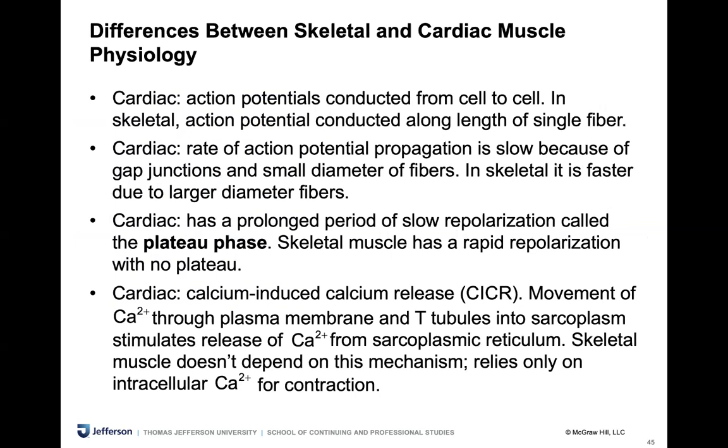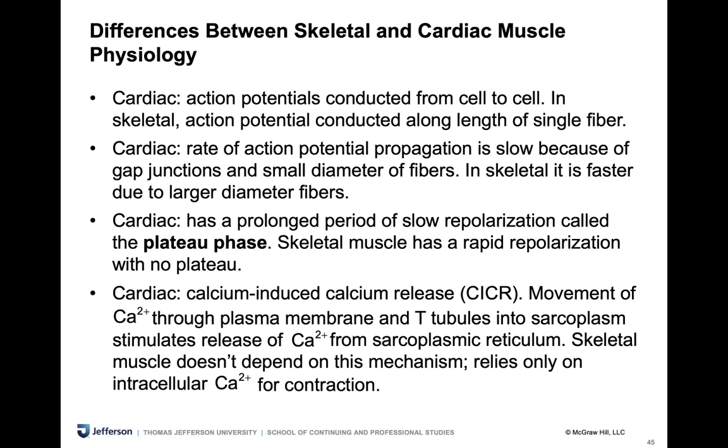Now let's cycle back, now that we've talked about the action potential, to some of the differences between skeletal and cardiac muscle physiology. With cardiac muscle, action potentials are conducted from cell to cell, whereas in skeletal muscle, the action potential is conducted along the length of a single fiber. With cardiac, the rate of propagation is slow because of gap junctions and the small diameter of fibers, whereas it's much faster in skeletal muscle. Cardiac muscle has a prolonged period of slow repolarization called the plateau phase. Skeletal muscle has a rapid repolarization with no plateau.